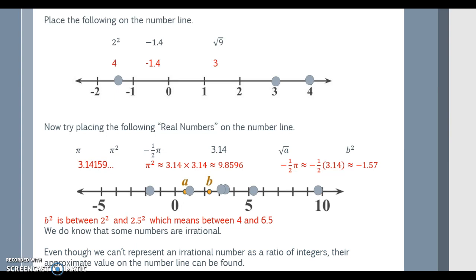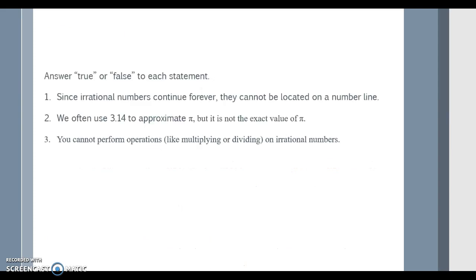So even though we can't represent an irrational number as a ratio of integers, we can approximate their value on the number line. And we do know that some numbers are irrational, such as the ones that we just tackled. Answer true or false to each statement. Since irrational numbers continue forever, they cannot be located on a number line. We often use 3 and 14/100 to approximate pi, but it is not the exact value of pi. You cannot perform operations like multiplying or dividing on irrational numbers. Pause the video, answer true or false to these questions, and then come back.